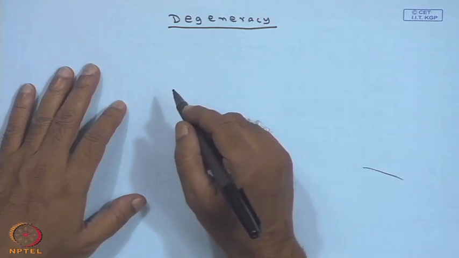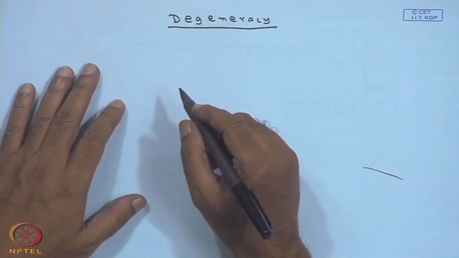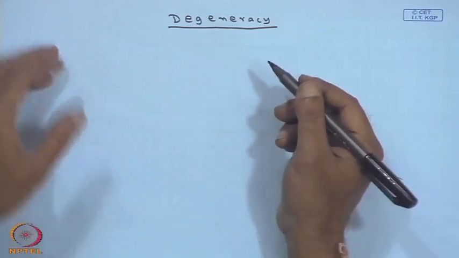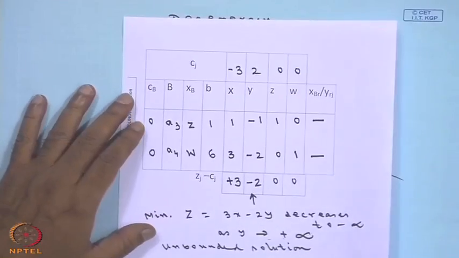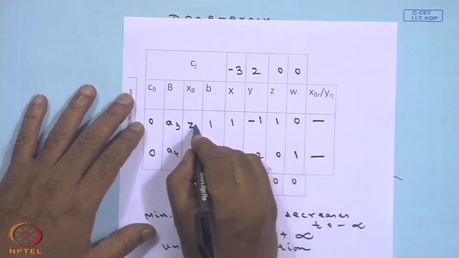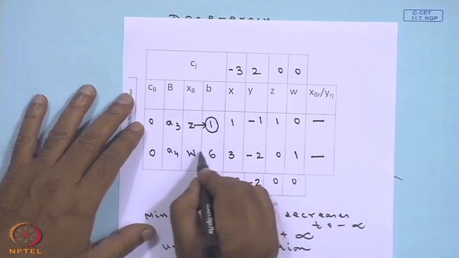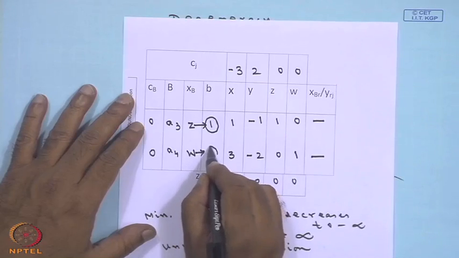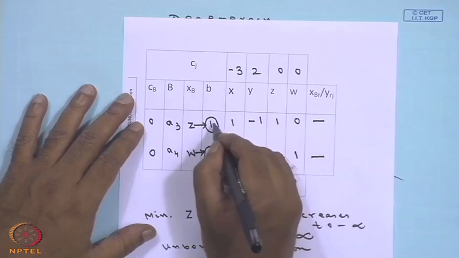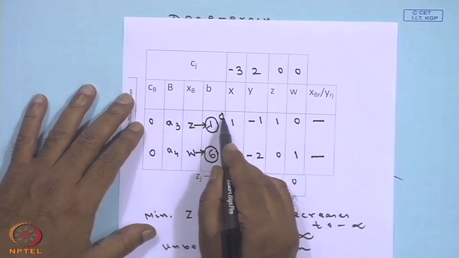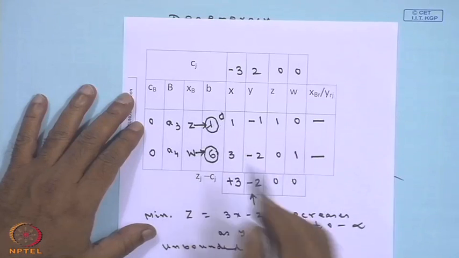The degenerate basic solutions are the basic solutions for which one or more basic variables are at 0 level. One or more basic variables at 0 level means, corresponding to this value, what is the value of this? This is a basic variable z, this is a basic variable w. If the corresponding b value, instead of 1, is 0, say, then the corresponding basic variable is 0, and we say that degeneracy exists.